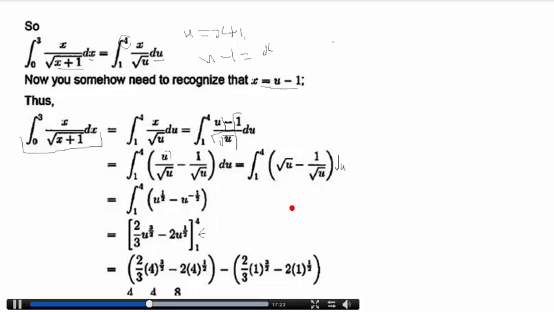Now you can see that this is u upon root u minus 1 upon root u, and this part over here remains the same, but this part over here becomes root u. You have to wonder, this is u upon root u, how do you get to root u? I'll tell you how. Do you have any guesses?